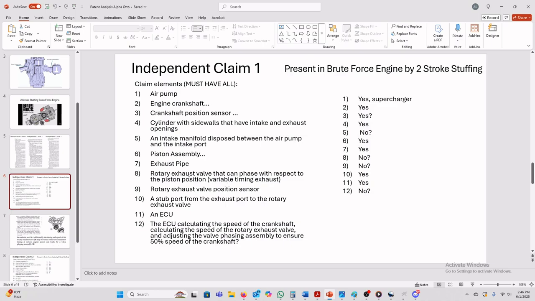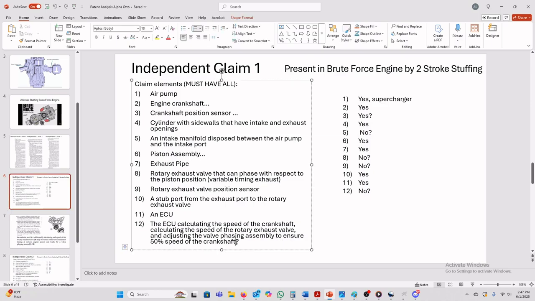So now we have an engine with a rotary exhaust valve with variable timing and a rotary exhaust valve position sensor. So it's not just a rotary exhaust valve. It's one that can phase with respect to the engine. A stub port from the exhaust port to the rotary exhaust valve. An ECU, all engines have an ECU. And an ECU calculating the speed of the crankshaft, calculating the speed of the rotor exhaust valve, and adjusting the valve phasing assembly to ensure 50% speed of the crankshaft.